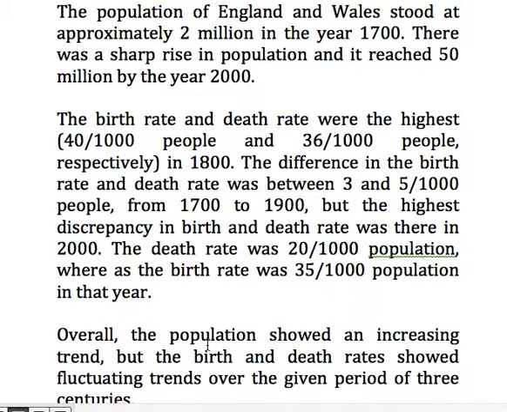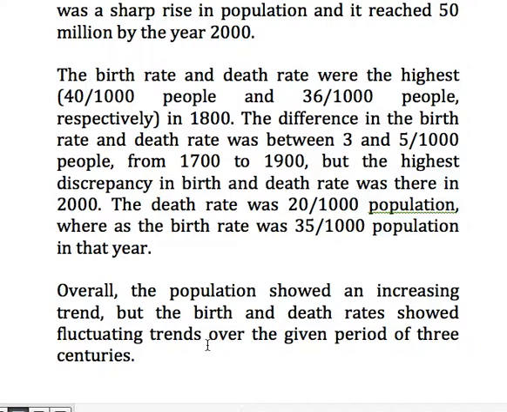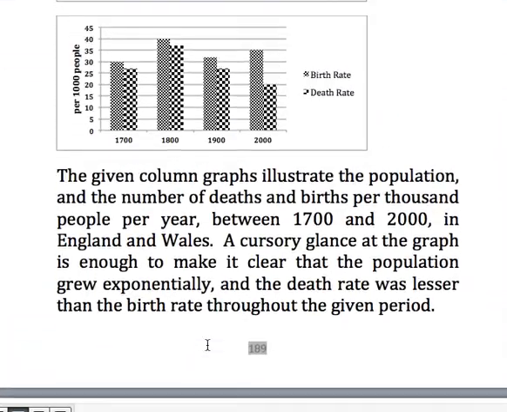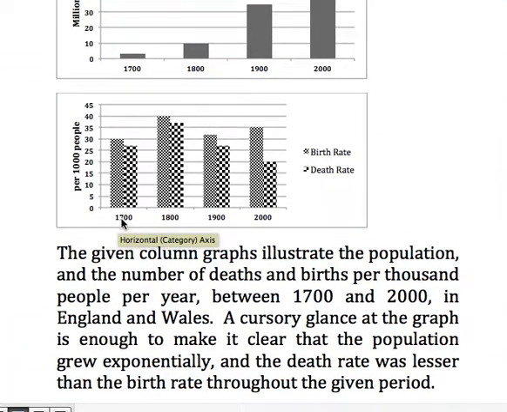Overall, the population showed an increasing trend, but the birth and death rates showed fluctuating trends over the given period of 3 centuries. So here it is a period of 3 centuries from 1700 to 2000, and the birth and death rates fluctuated, but population showed an increasing trend.